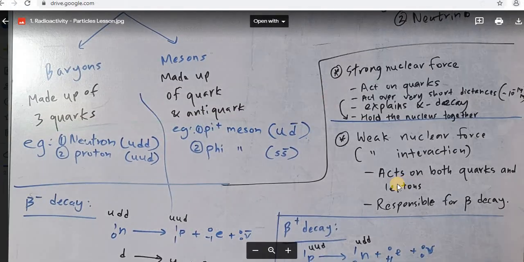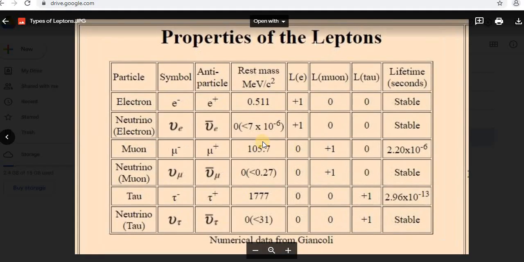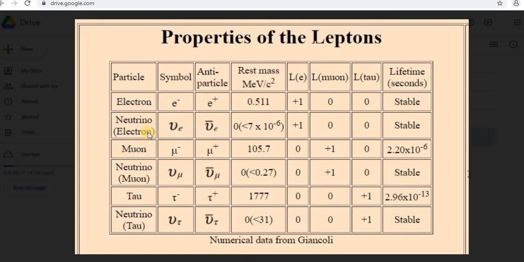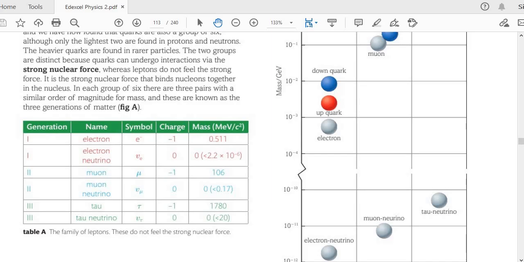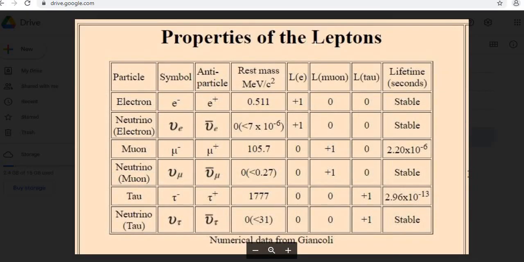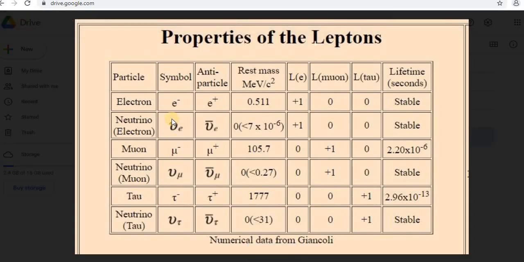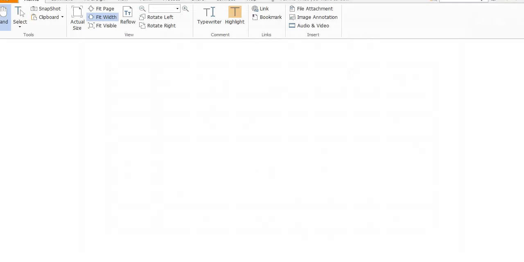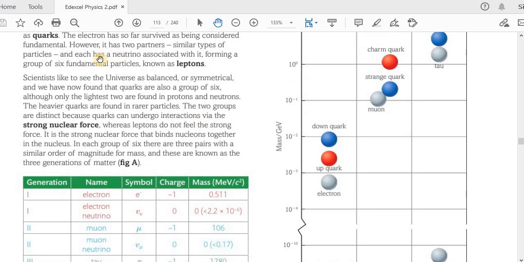Again, I have also given this table in my notes as well. You can see over here, electron, this one. So you have the neutrinos, and also muon, muon neutrino, tau, tau neutrino. So you can see muon, then the neutrino, and also tau. So altogether you are getting the 6 fundamental particles.